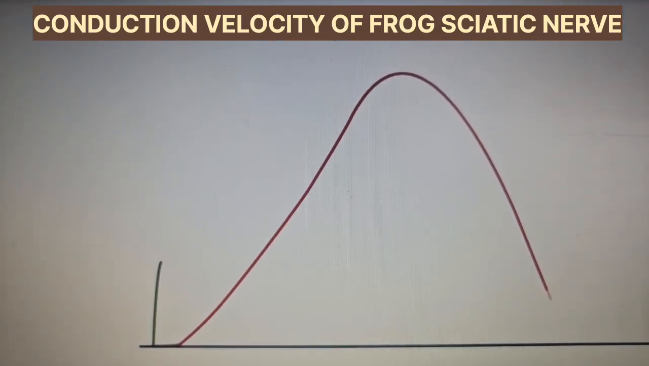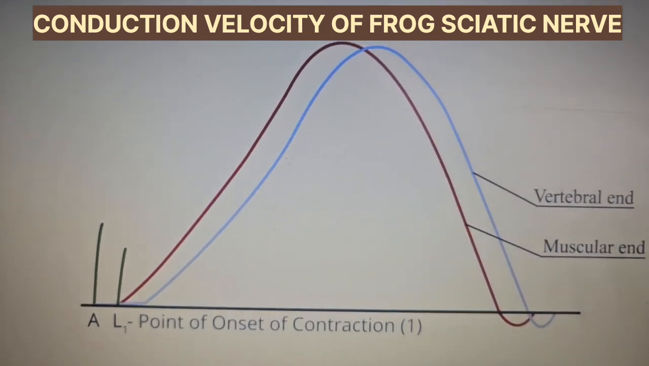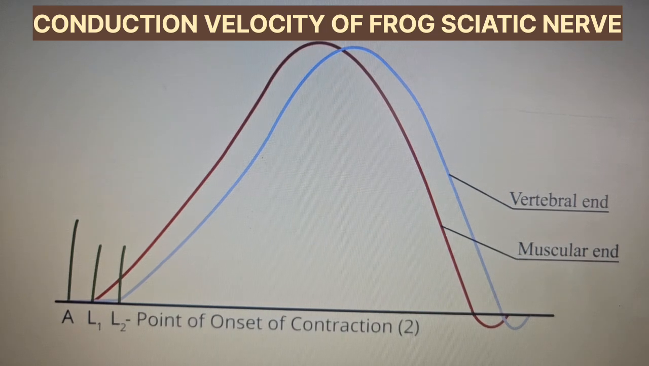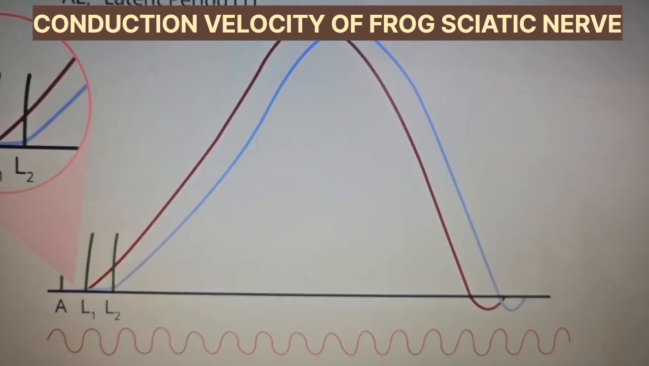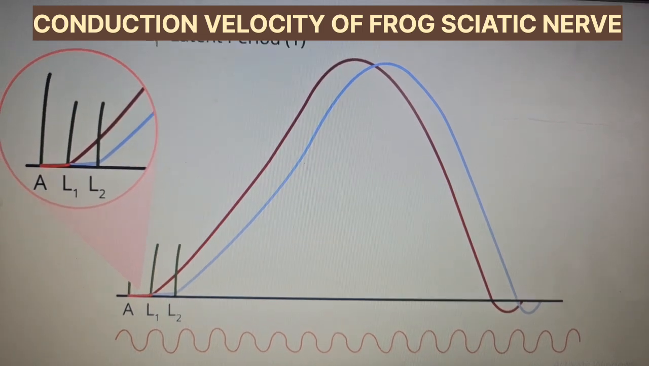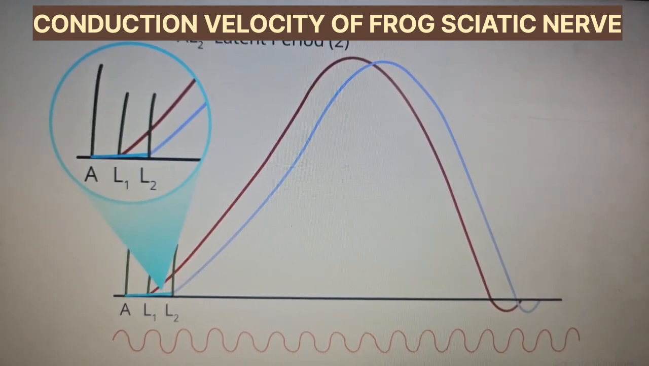We can now use the graph to calculate the velocity of conduction of the nerve. Using the graph, we measure the latent periods in both the muscle twitches. The latent period for the muscle twitch stimulated from the muscular end and the latent period for the muscle twitch stimulated from the vertebral end.